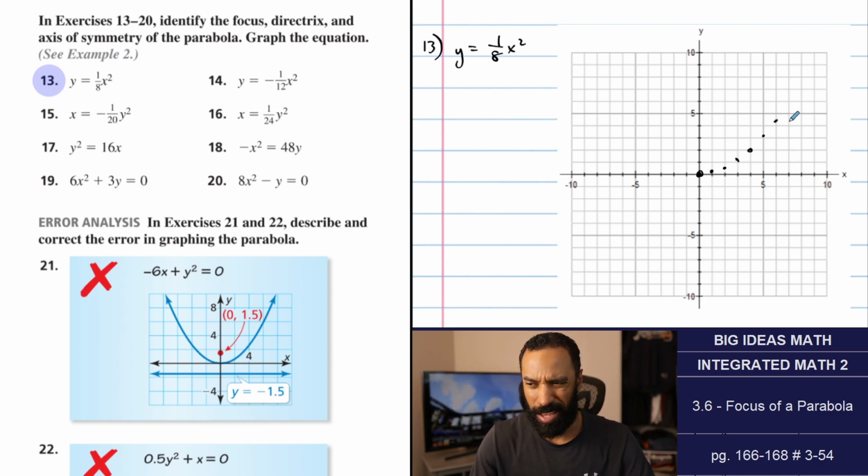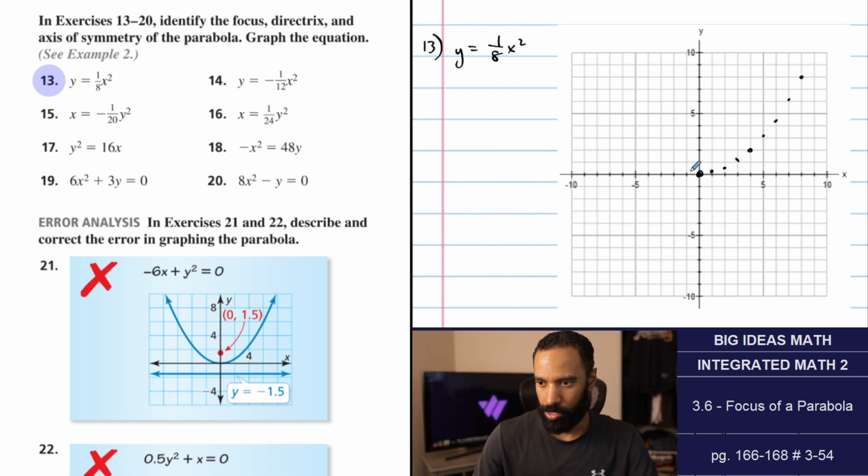1/8 of 7 squared, 49 eighths. I don't care. No, it's 6 and an 1/8. I guess I do care. 1/8 of 64 is 8. That looks good. So let's plot those points across on the other side.